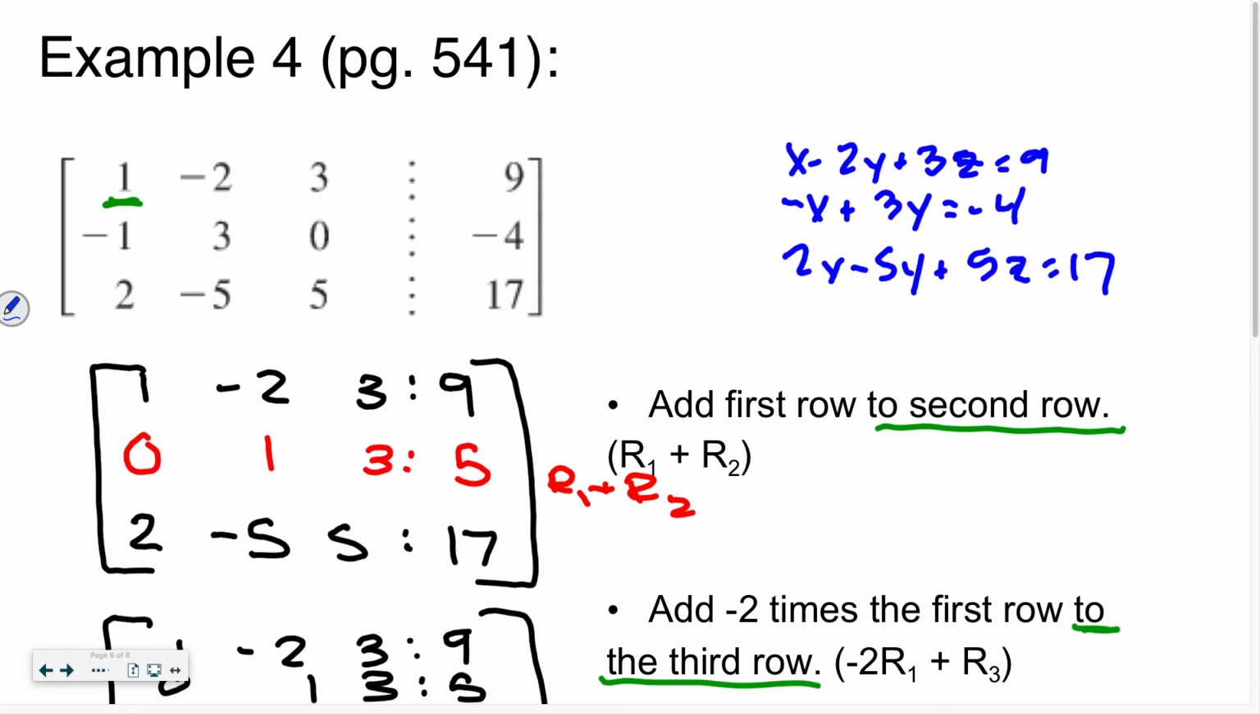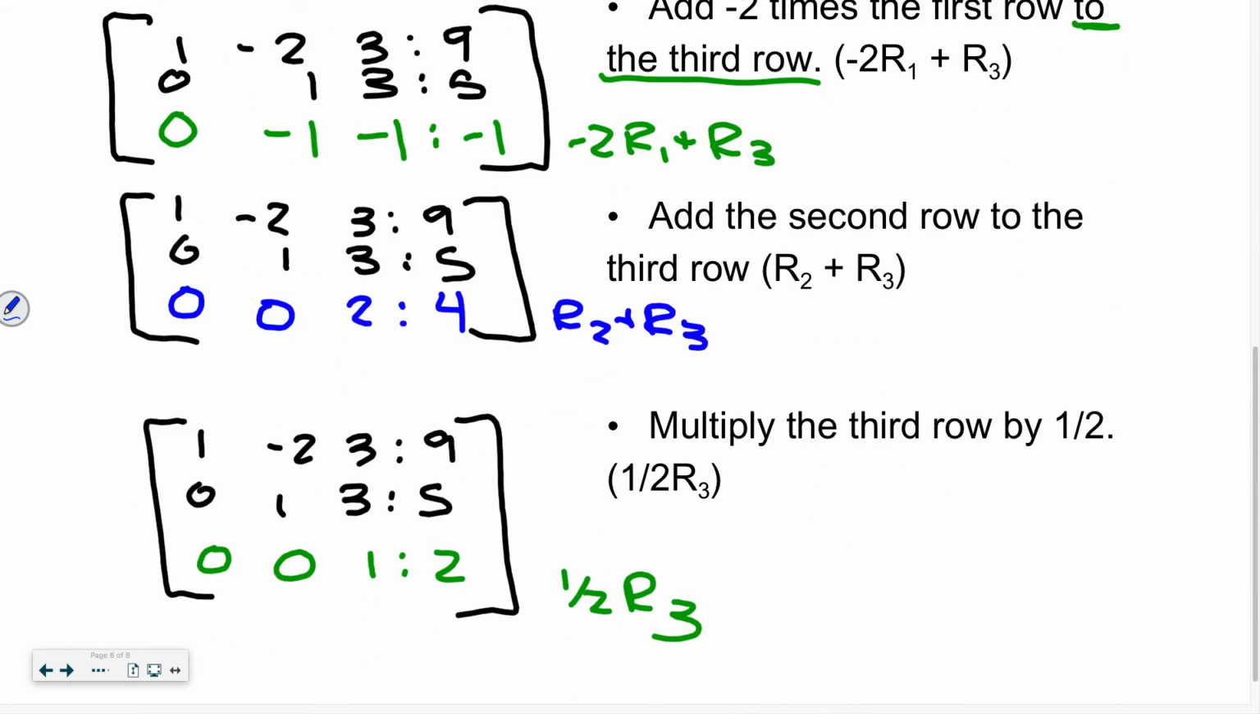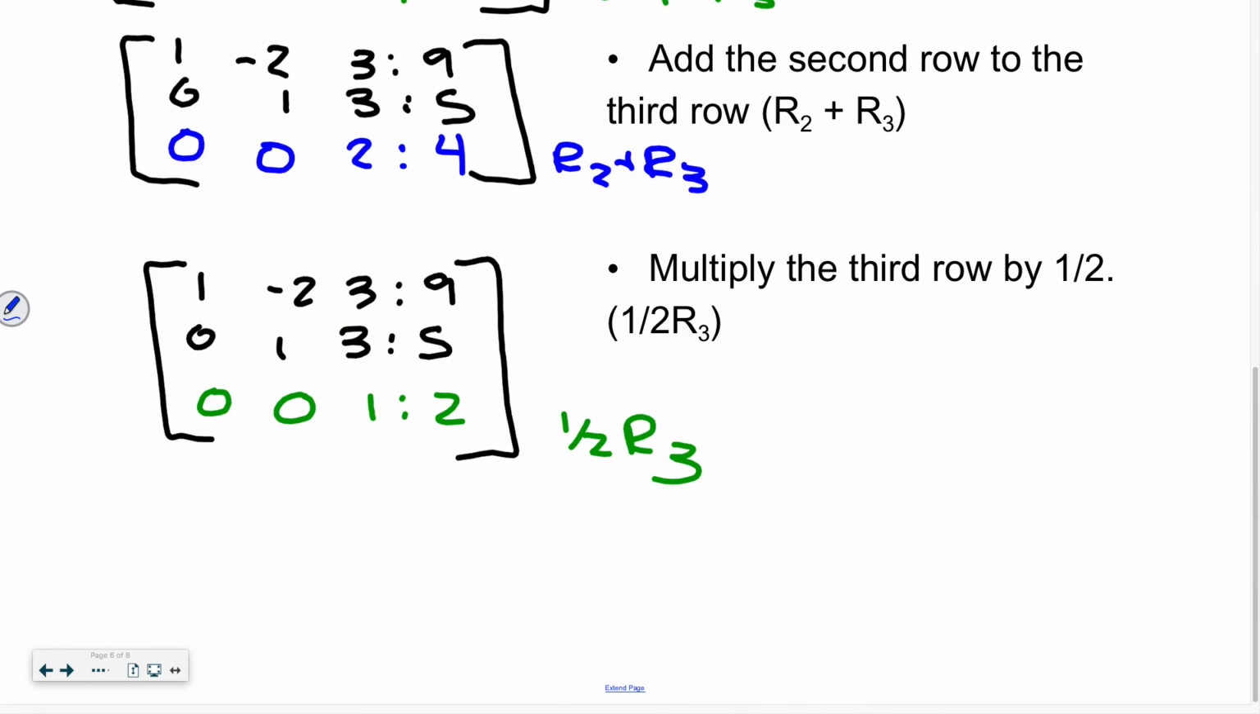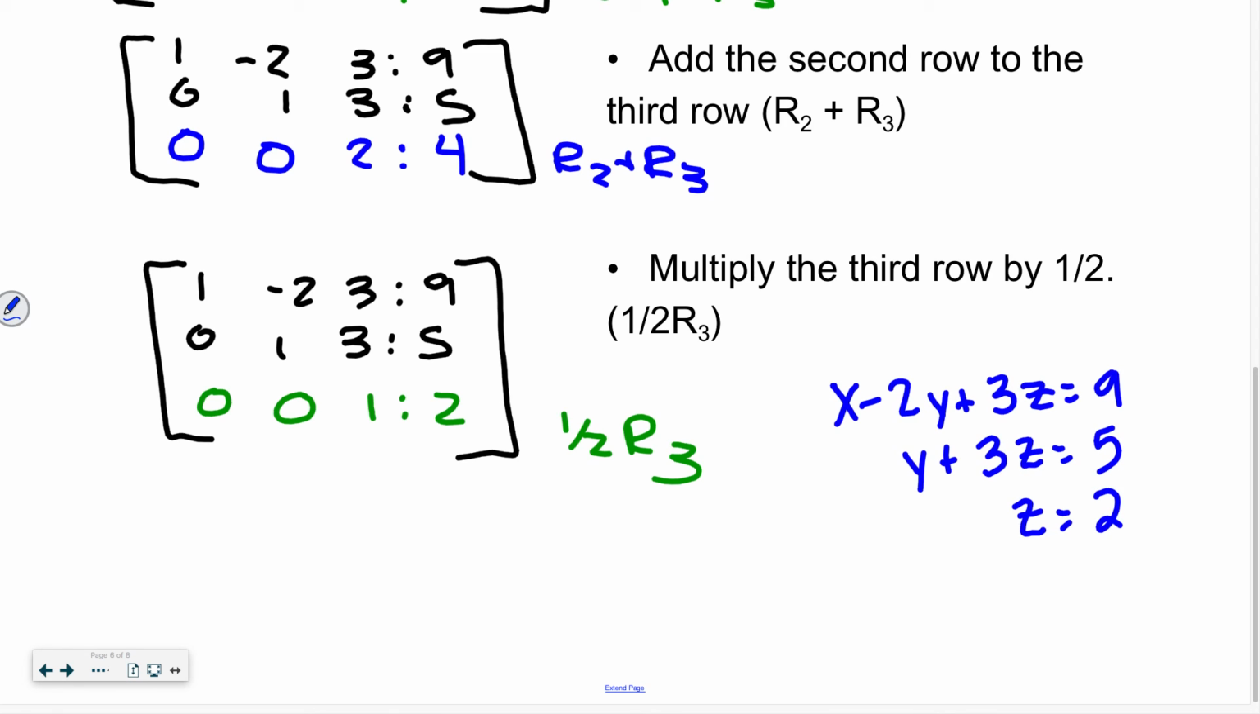All right. Once you get things in row echelon form and you don't mess around with all those x's, y's, and z's, in row echelon form, this is the same system rewritten. X minus 2y plus 3z equals 9. Y plus 3z equals 5. And z equals 2. Easier to solve now?